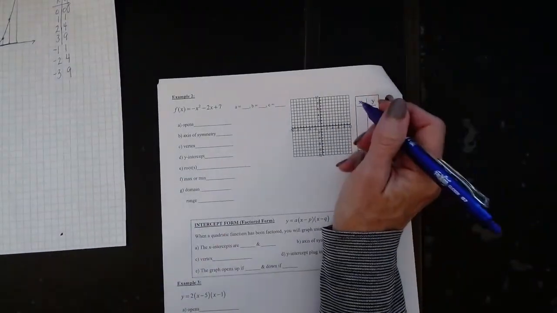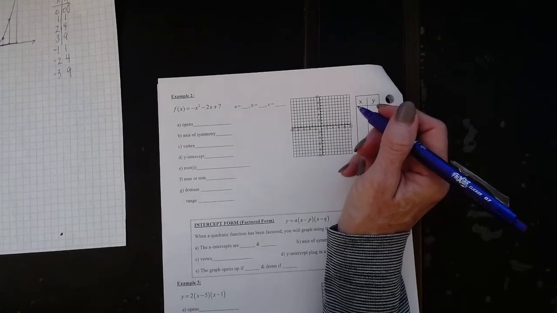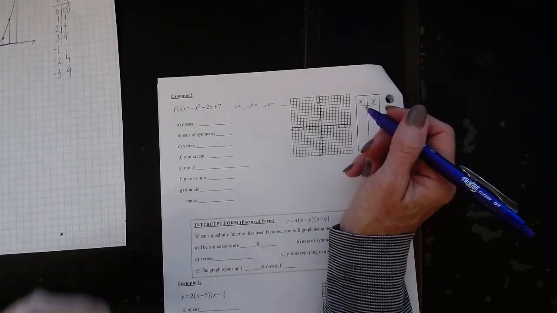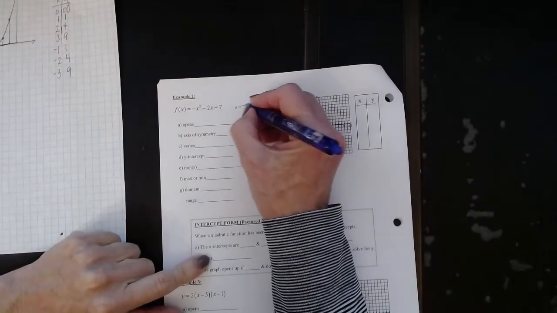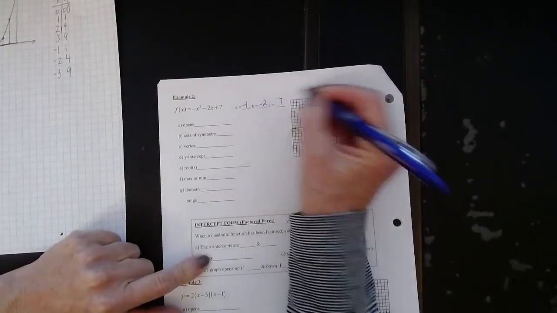All right. I recommend you try this one by yourself and then come back and see if you did it right. A is negative 1, B is negative 2, C is 7.